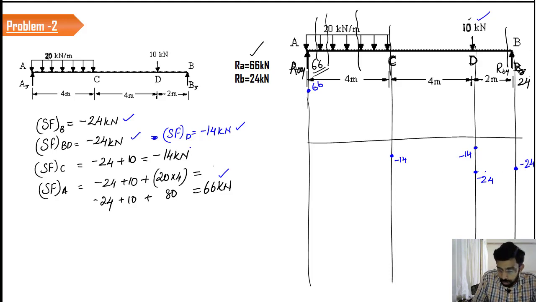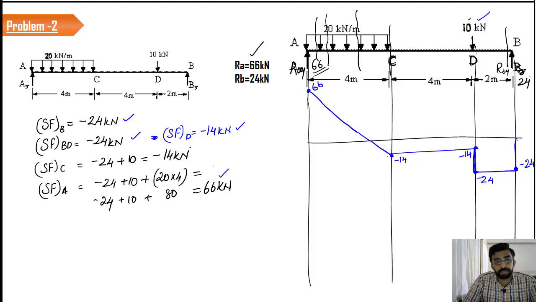How will we join this? Two point loads are interconnected by a horizontal straight line. At the location of a point load, we have a step-like variation. Again, we are connecting by a horizontal straight line. From here to here, that means from minus 14 to 66, between these points we have a UDL, and a UDL is connected by using an inclined straight line. So here it is negative, and here it changed to positive.